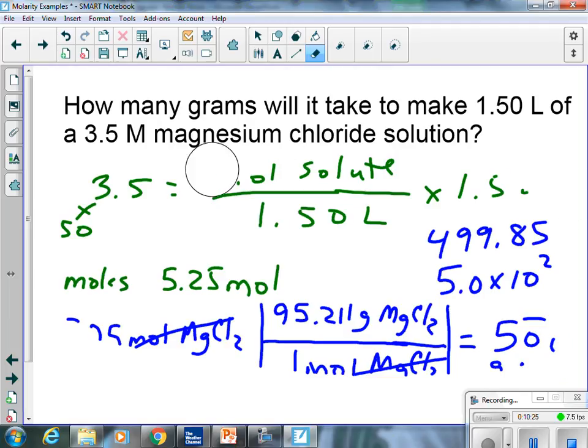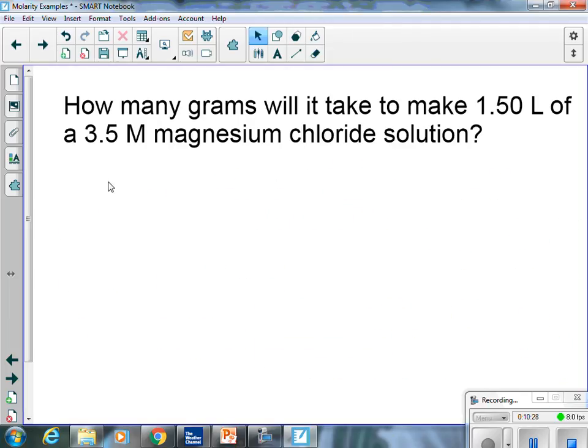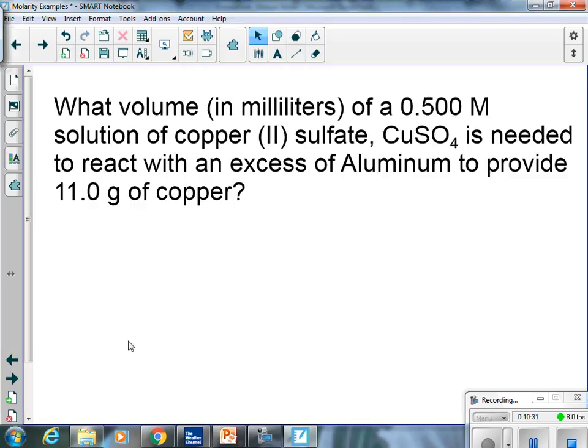Now, our final example is our hardest one. Go ahead and copy that, and then we'll talk about it. My question states, what volume in milliliters of a 0.500 molar solution of copper 2 sulfate is needed to react with excess aluminum to provide 11.0 grams of copper?